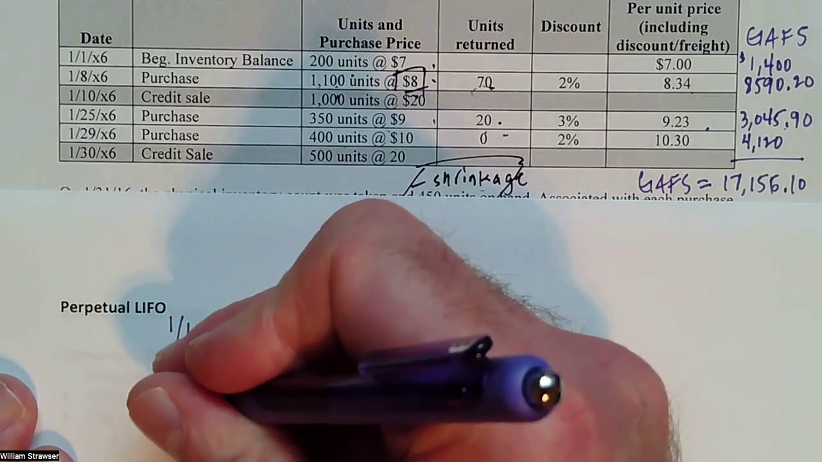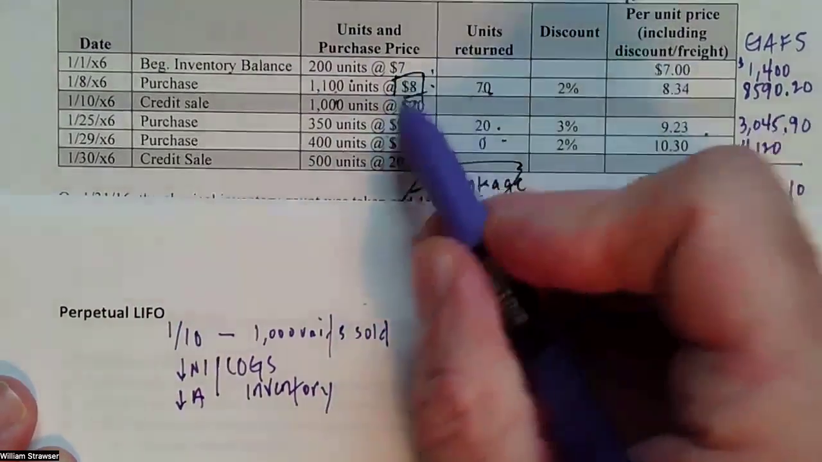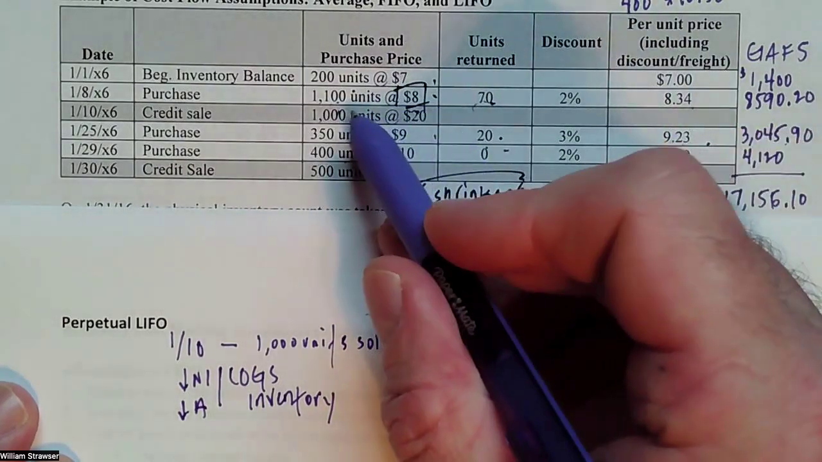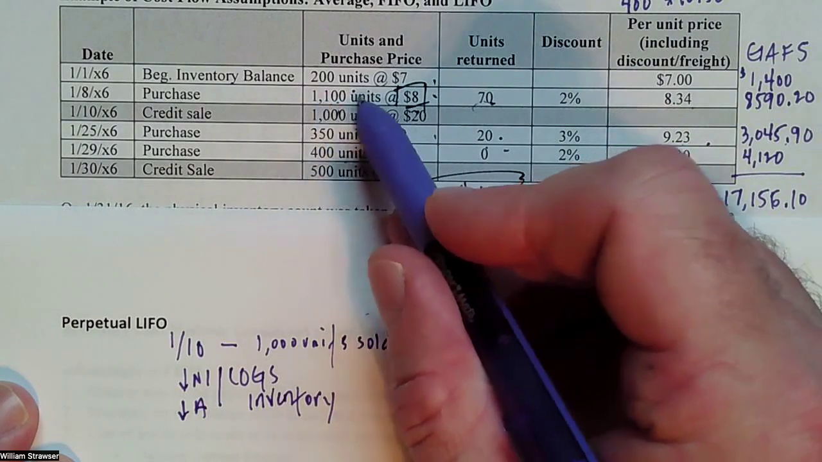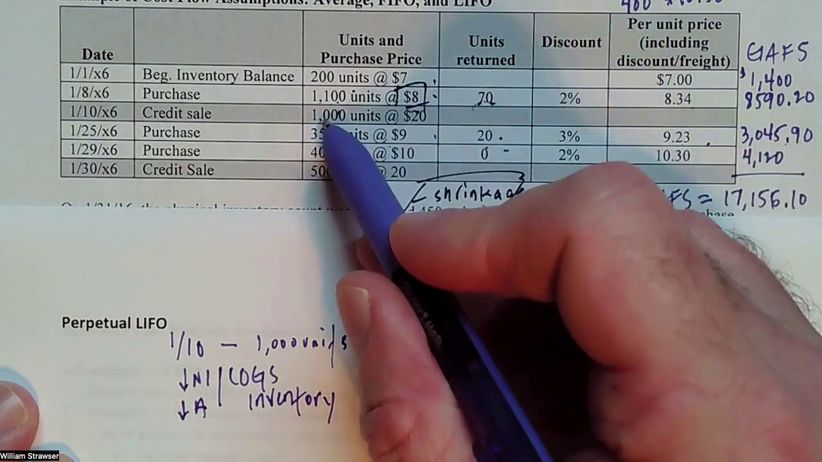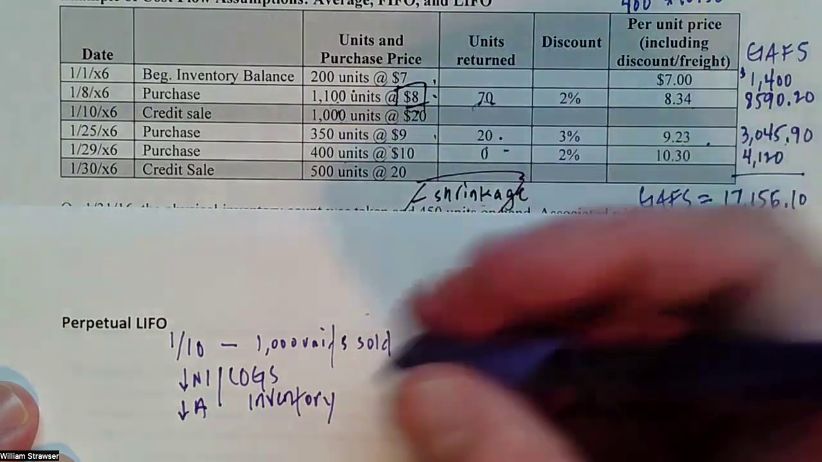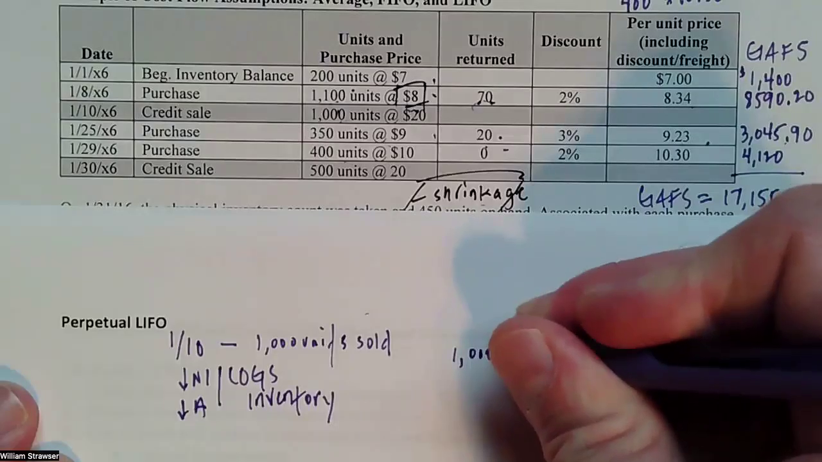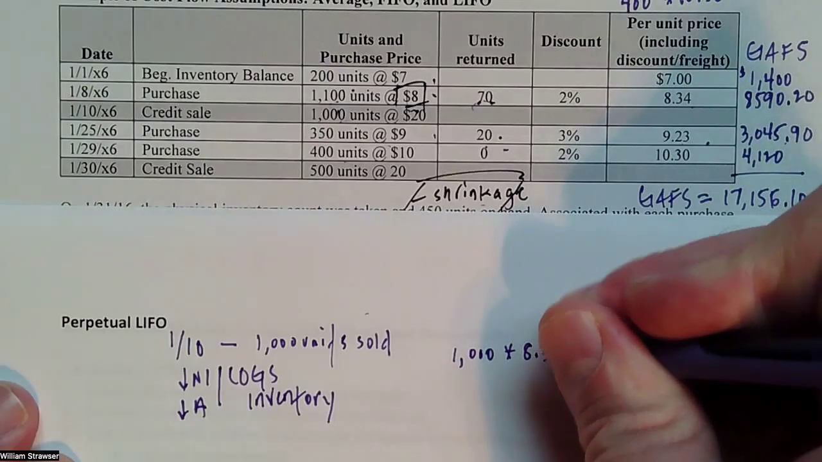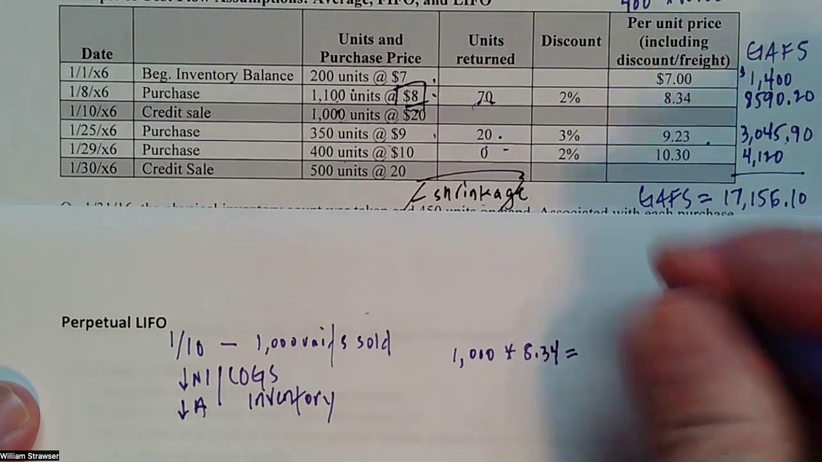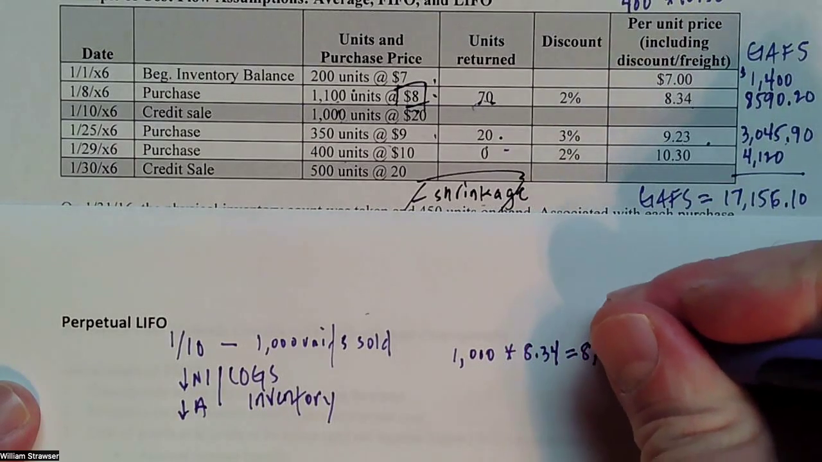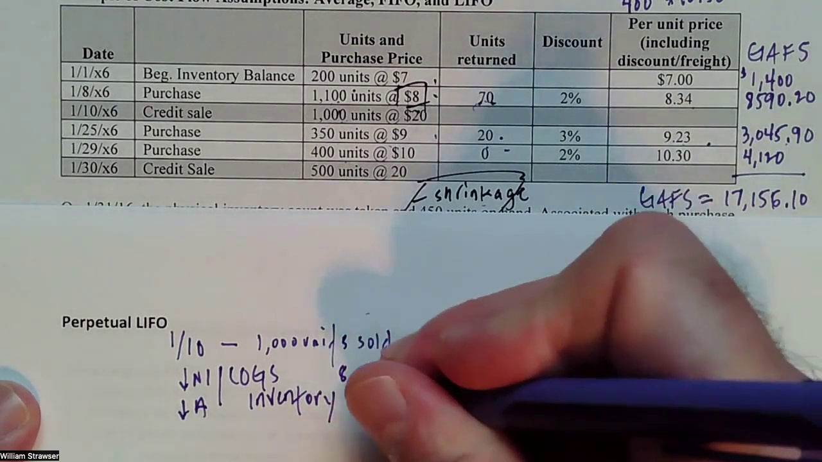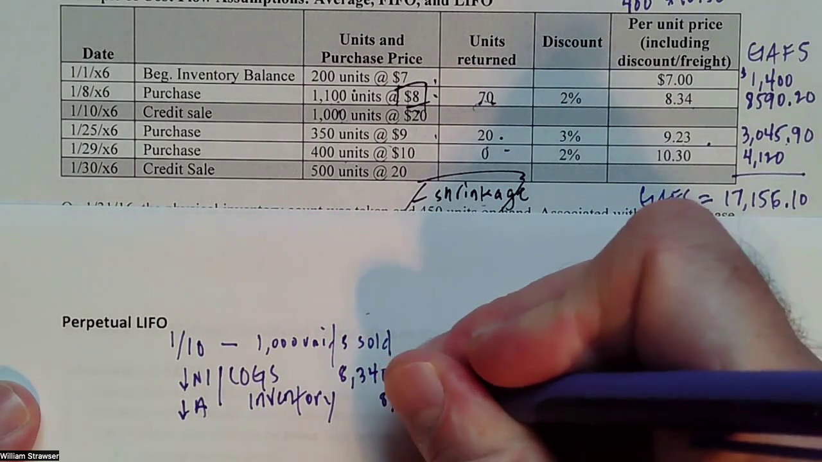So need to figure this part out. 1,000 units sold. What's my most recent purchase? Well, that's the stuff that came in right before it. Do I have enough units? Well, I ordered 1,100. I returned 70. I have 1,030. So yeah, I have 1,000 that I can pull from, and I will take all 1,000 of those units at 8.34. Don't even have to double stack or go through 2 layers. It's going to be 8,340. That's my cost of goods sold and inventory for that date.